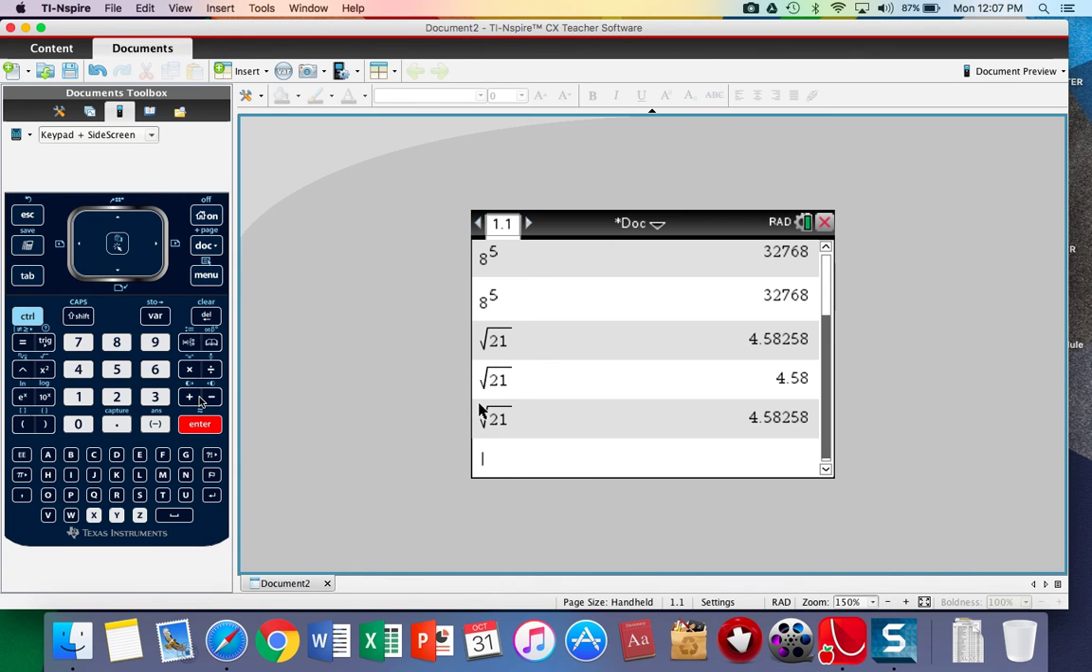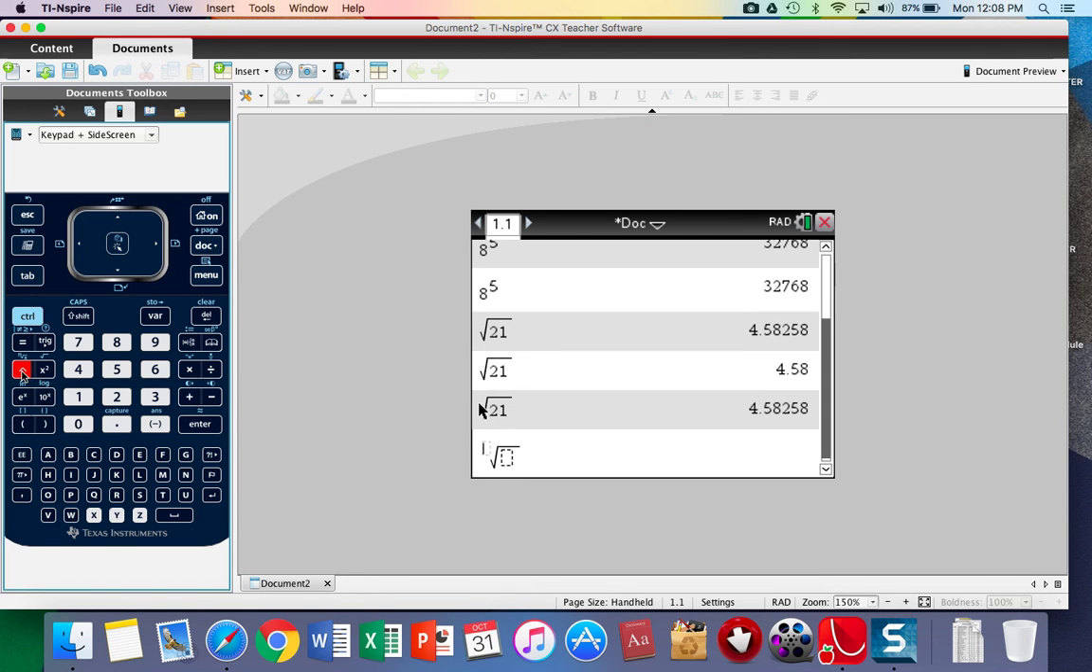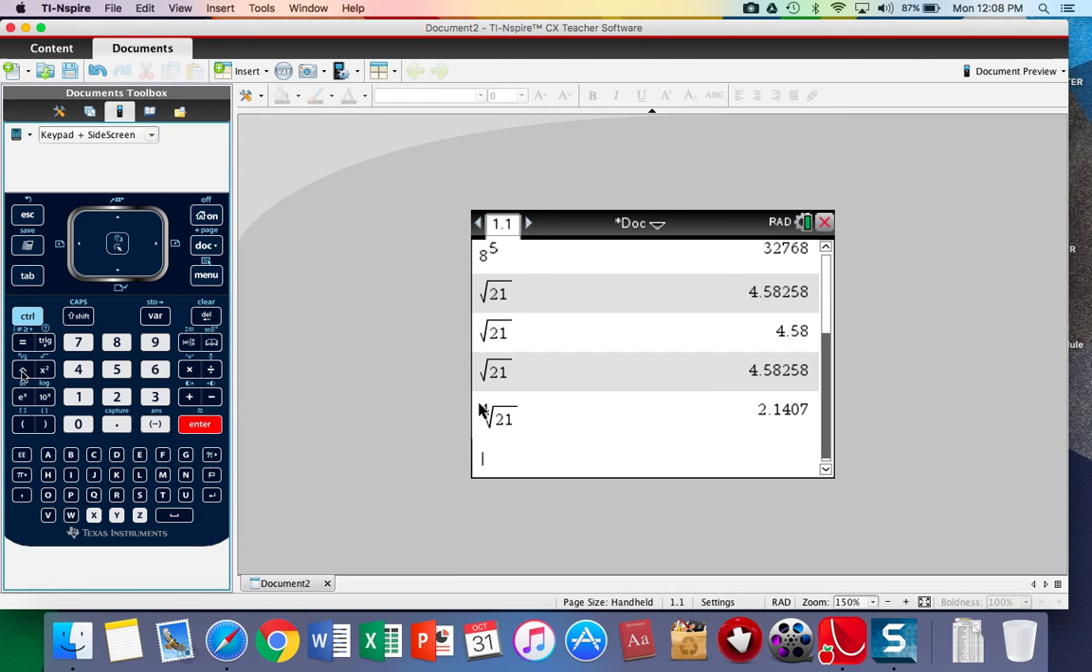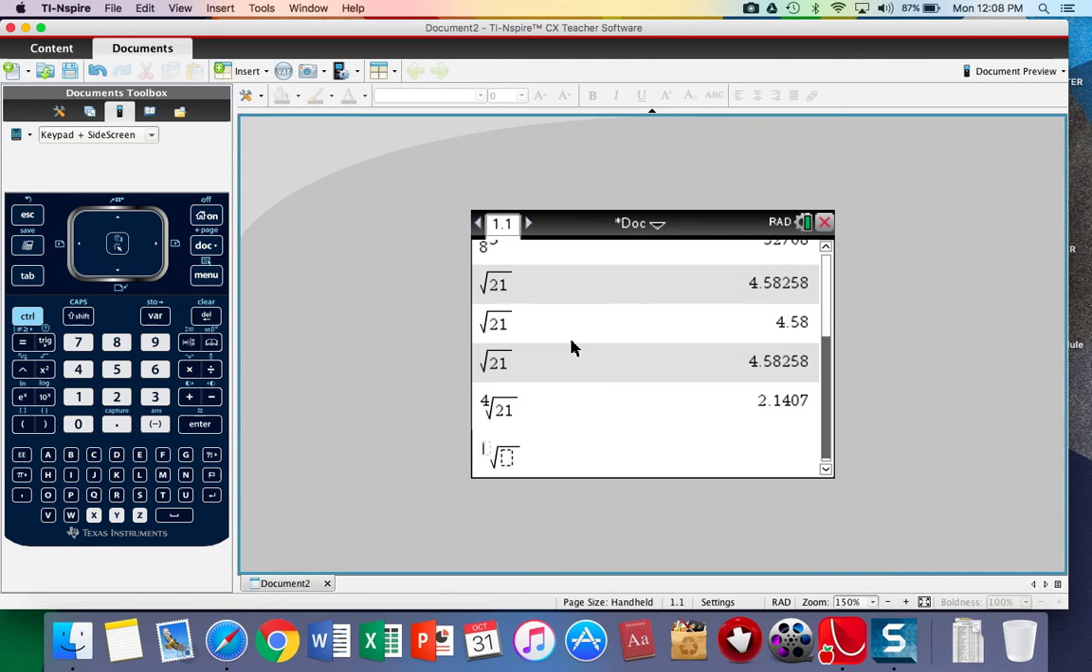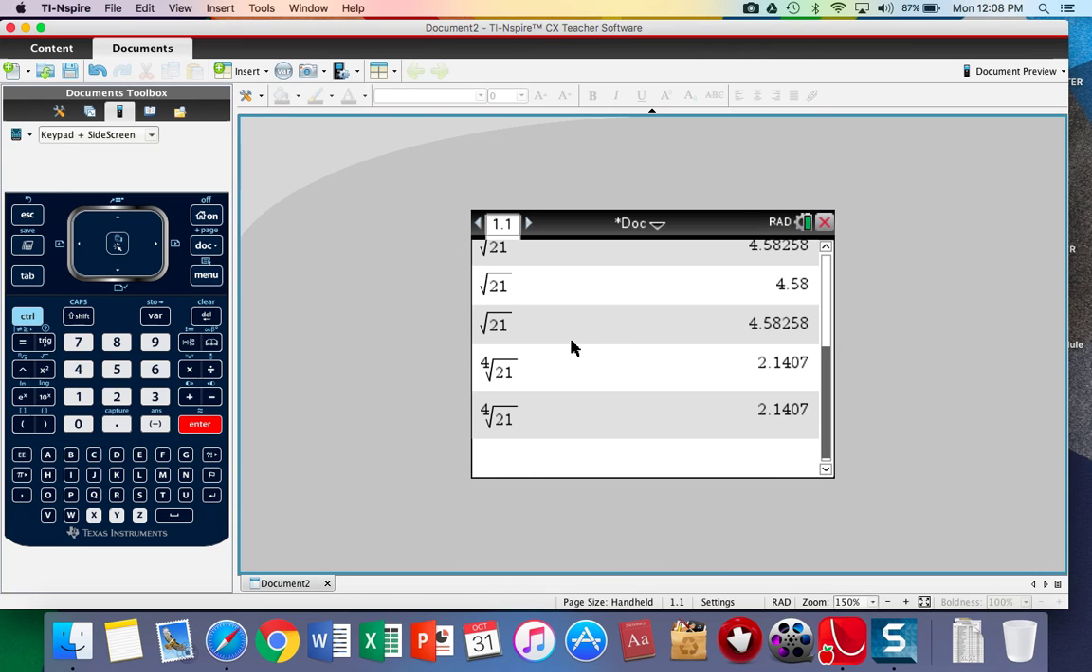Now again, there are two ways. The first way is press Control and then this button. Then you can type 4 here and then 21 inside the root, and this gives you the answer 2.1407. Now you can also use this option that is here. So type 4 and type 21 here. This gives you 2.1407.